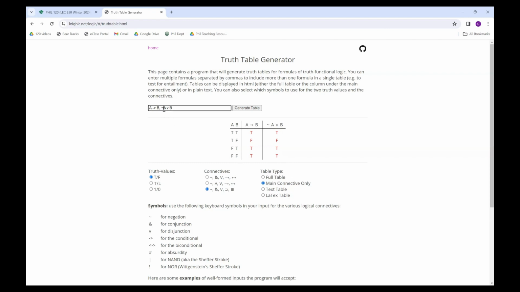If we go and change one of these sentences, so let's say we turn this one into A or B, generate a table for that. Now, what you're looking at are two sentences that are not equivalent, right? For this combination of values here, where A is true, B is false, they have different values. And down here, where both A and B are false, they also yield different values.